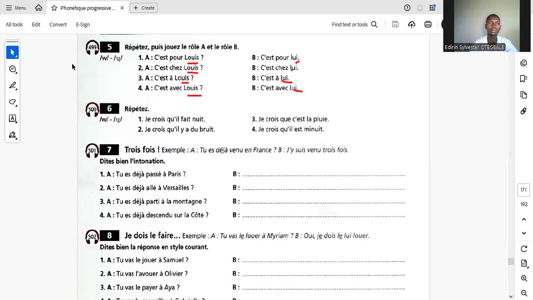Exercice 6. 1. Je crois qu'il fait nuit. Croix, nuit. Je crois qu'il y a du bruit. Croix and bruit. 3. Je crois que c'est la pluie. Croix, pluie. 4. Je crois qu'il est minuit. Croix, minuit.